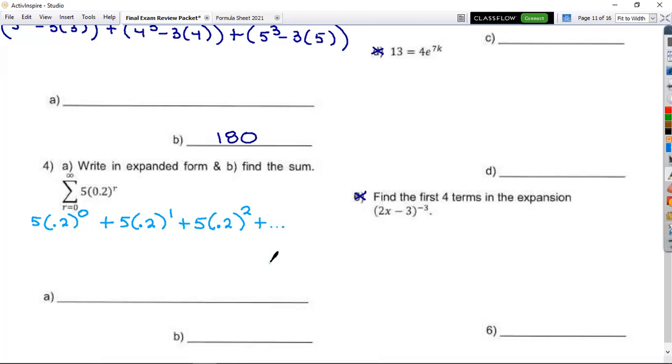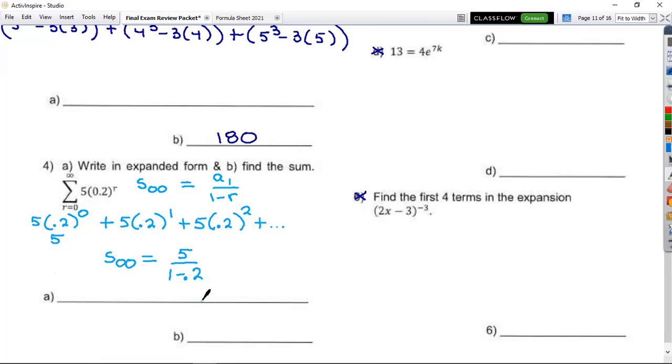And then we'll use the formula to find your sum. So same formula we just used a couple questions ago. The sum as we approach infinity for the geometric series is a sub 1 divided by 1 minus r. So this term right here is your first term. 0.2 to the 0 is 1 times the 5 is 5. And that's going to get plugged in there. So I'm going to do the sum as we approach infinity, which is equal to 5 divided by 1 minus 0.2.